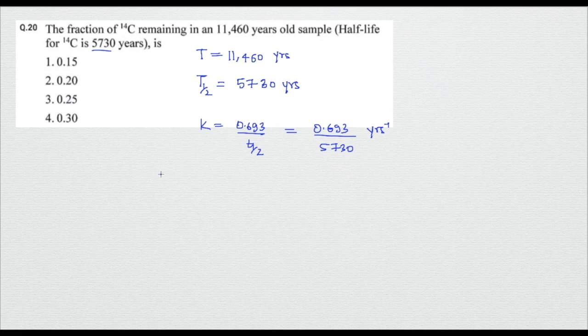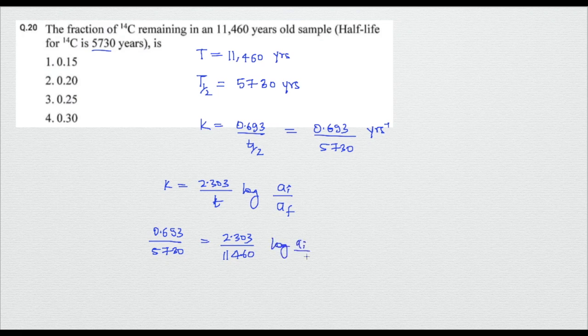Now let me use the equation to calculate the fraction of the molecules. K is equal to 2.303 upon T, log A initial by A final. This is the concentration or the number of molecules initially, and this is the number of molecules in the final step, after that particular time. So let me put the values now. It is 0.693 by 5730, and it is 2.303 divided by T, which is 11,460, and this will be log AI by AF.